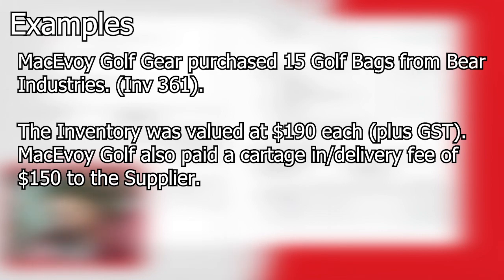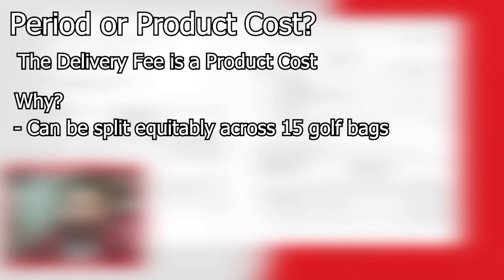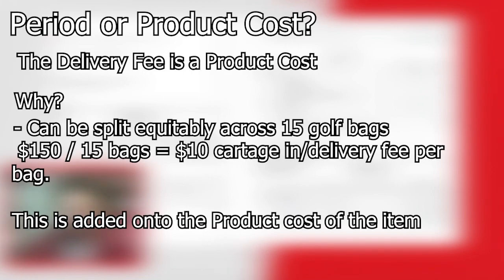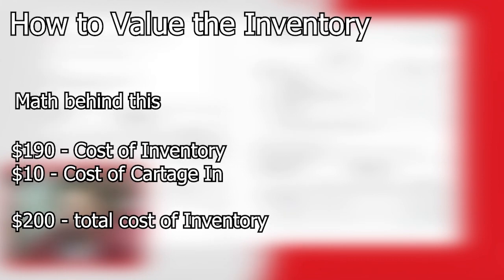And because it's under the one transaction, invoice 361. So 15, 150 cartage in, 15 products. Obviously, that's going to be a product cost because it can be equitably split because there's just 15 golf bags. So you can equitably split that up. So ergo, $150 divided by 15 is $10 for each additional item. And it's valued as such. So 190 plus 10 makes 200.